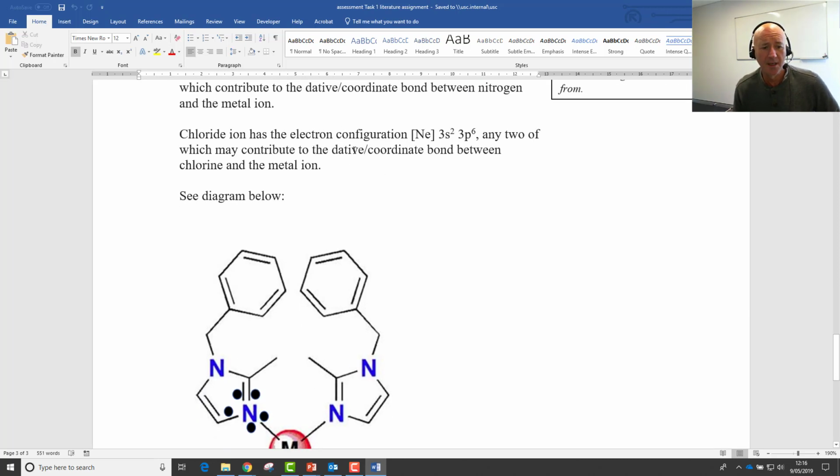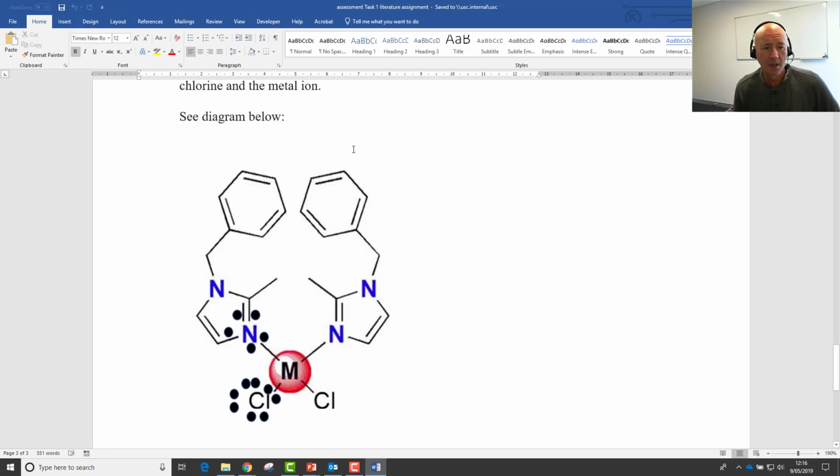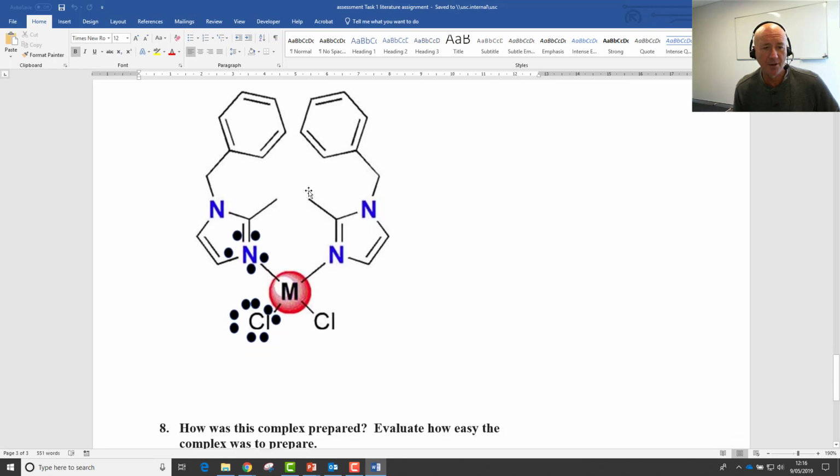Chloride ion, similar idea. And then what I've done here, I've just pasted the diagram of the complex in from the paper again, and I've drawn some circles in PowerPoint and put them on, indicating where the electrons are, so we know what's going on. Okay.